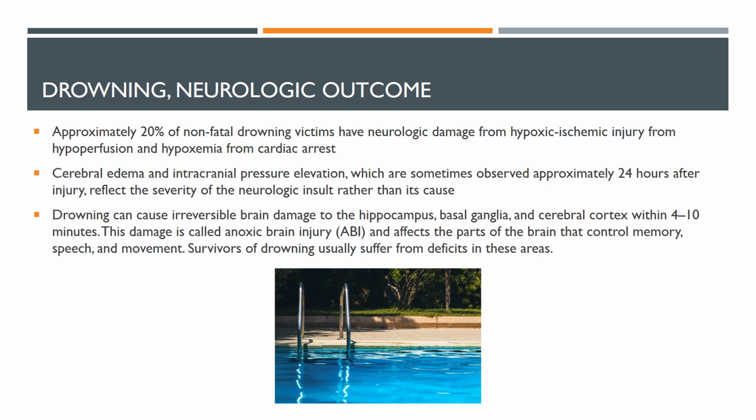We can have cerebral edema and intracranial pressure elevation, sometimes observed 24 hours after the injury, and this will reflect the severity of the neurologic insult rather than its cause. Drowning itself can cause irreversible brain damage to the hippocampus, your basal ganglia, and cerebral cortex within 4 to 10 minutes. This damage is called an anoxic brain injury and affects parts of the brain that control memory, speech, and movement. Survivors of drowning usually suffer from deficits in these areas.